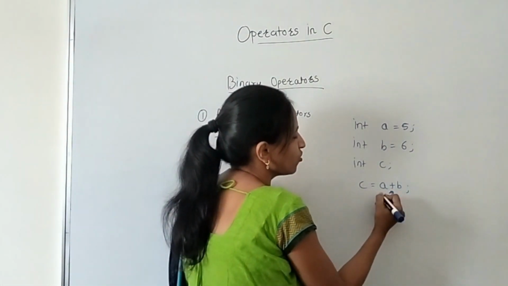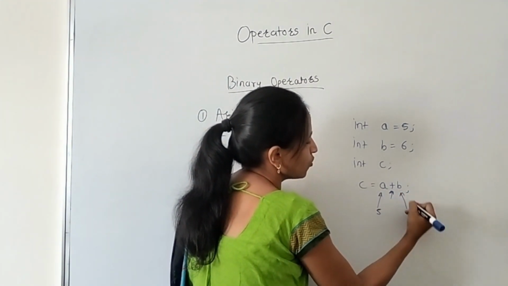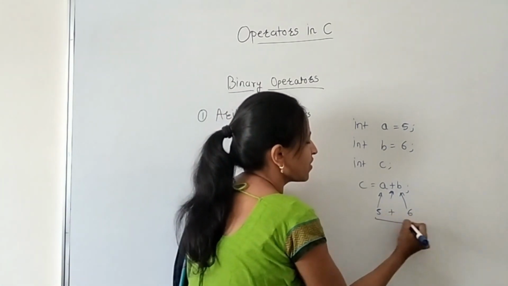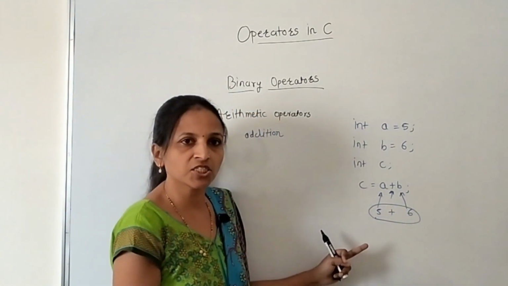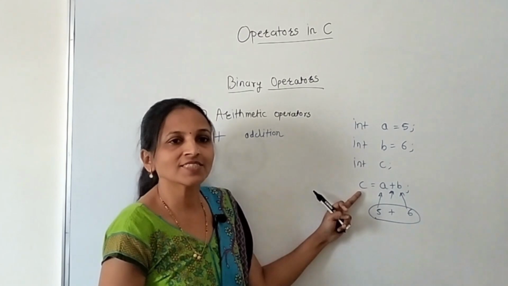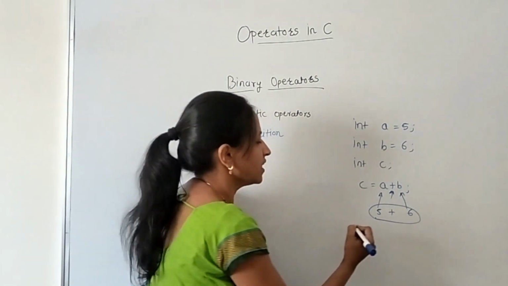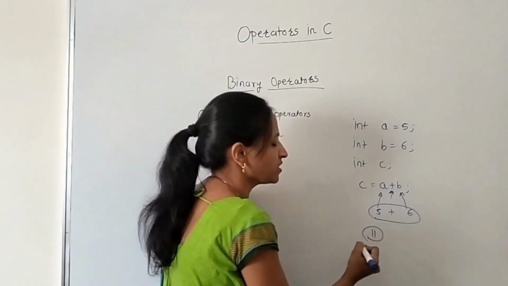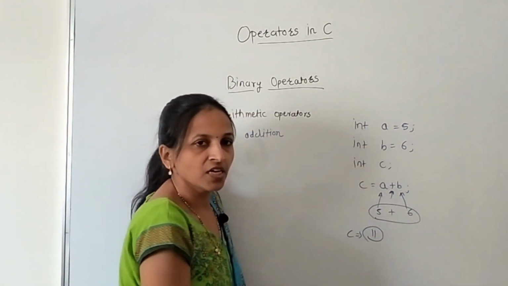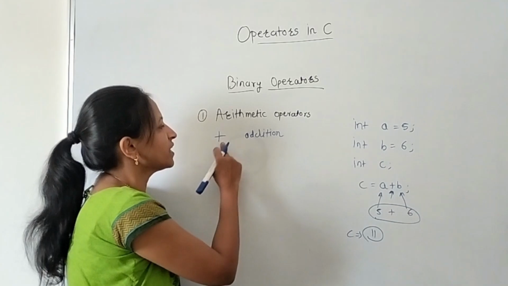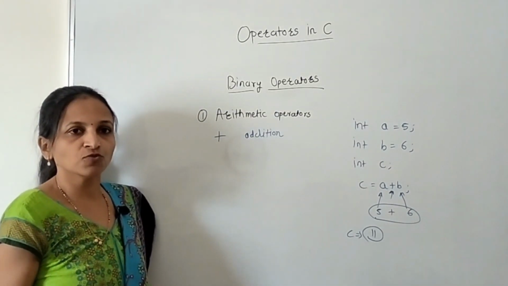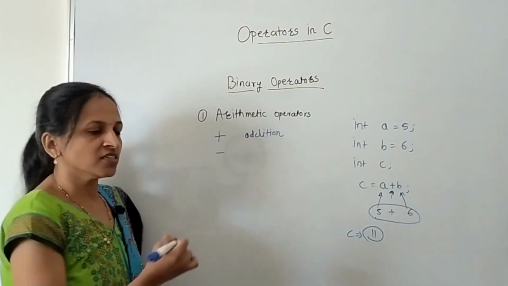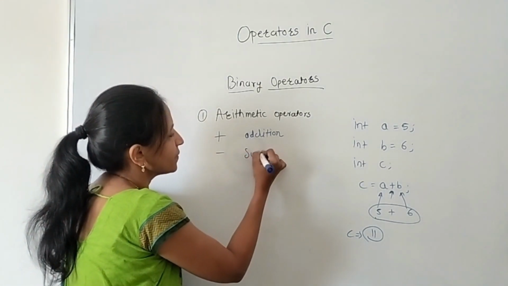It will take the value of A as 5, the value of B as 6 and do the addition, that is 5 plus 6, which is nothing but addition, and that will get stored inside this C variable, that is 11. After execution of these instructions we will get the value of C as 11. This is nothing but the arithmetic plus operator that we can use for addition. Similarly, there is one more operator, that is minus, that is used for subtraction.